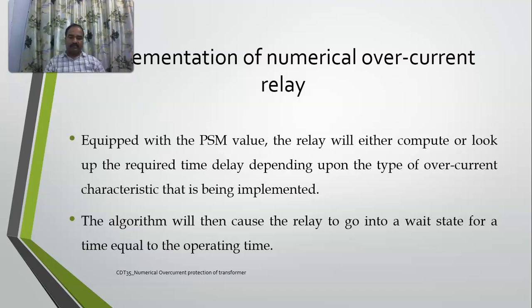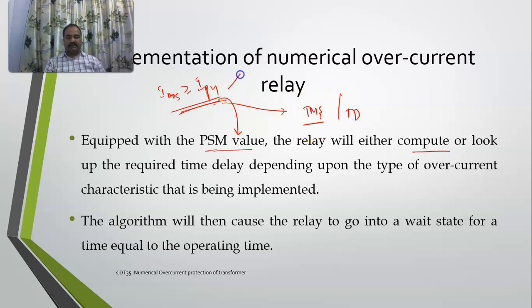Additionally, there might be a few other steps. Once you have the plug setting multiplier value, if your RMS is greater than or equal to the pickup value, and this condition is satisfied, then immediately you will check the PSM value. It will compute your time multiplier, or it will look up any time delay setting which is available. Once it is done, it will check the time setting or time delay. The relay condition is satisfied. Now, when to give the signal? Should I wait for some time, or wait some more time, or give it instantaneously? Once the condition is satisfied, it will check the time setting. Based upon this, it will give a signal.